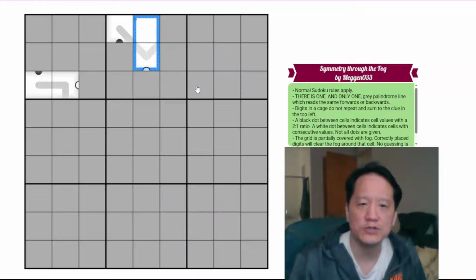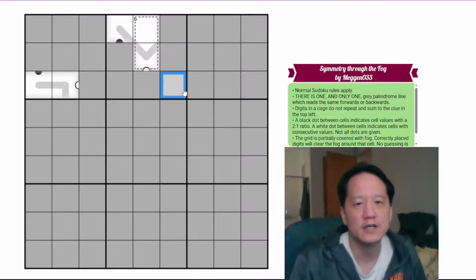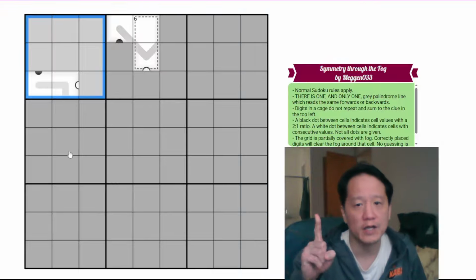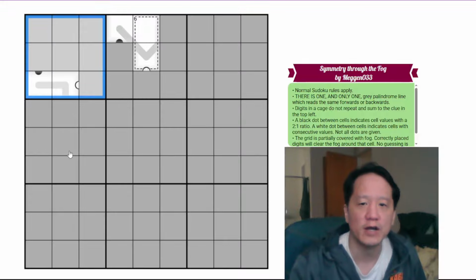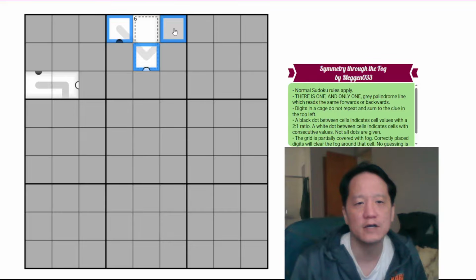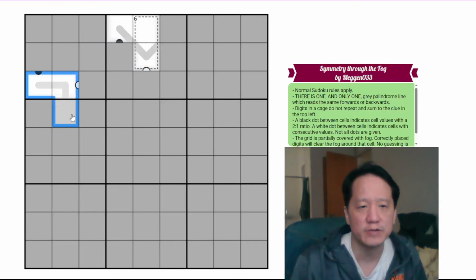Normal Sudoku rules apply, which means in every cell in the grid, place a single digit from 1 through 9 such that there are no repeats in any row, column, or designated 9-cell region. There is one and only one gray palindrome line, which reads the same forwards or backwards. So, for example, this is the same line because there's only one gray palindrome line. And it must read the same going this way as it does going this way. And that is how the palindrome line works.